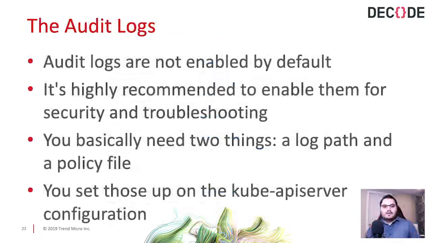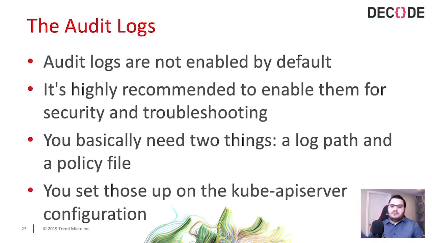And lastly, but not least, the audit logs, right? So we mentioned that logs are very important. It helps you with troubleshooting and identifying some security issues. The audit logs in Kubernetes are not enabled by default. So to enable them, you basically need two things. You need a log path and a policy file. And you set those on the kubeAPI server configuration, right?